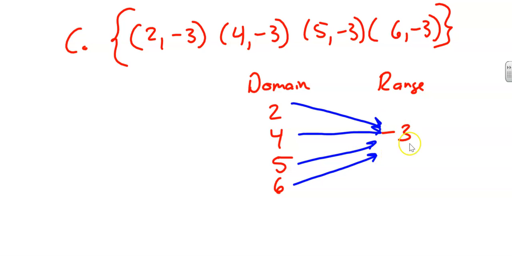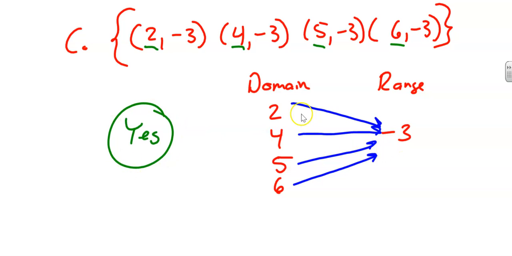And again, it doesn't matter that they're all pointing to the same number, but as long as there's one arrow here, it's good. As long as there's only one number, and you've got 2, 4, 5, 6, there's no repeats here. So even if they're all pointing to the same number, that's fine. As long as you've got one arrow drawn from each value of the domain, then it's going to be a function.